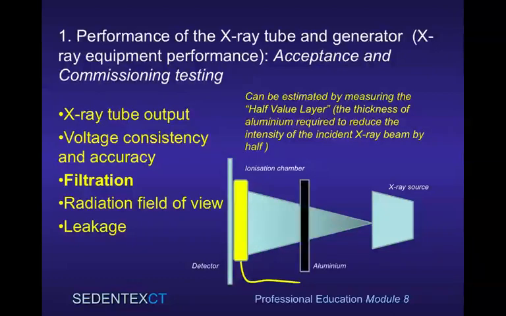Pieces of aluminium of varying thicknesses are placed between the X-ray source and detector, and the amount of aluminium required to reduce the intensity of the X-rays by half is used to interpret the actual filtration on the X-ray machine.